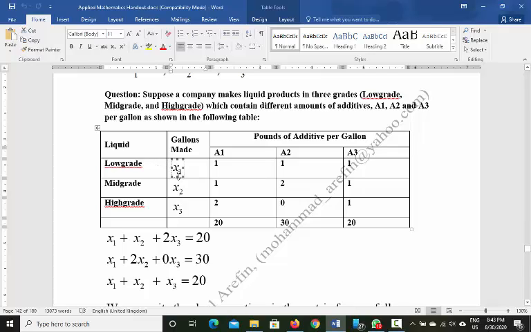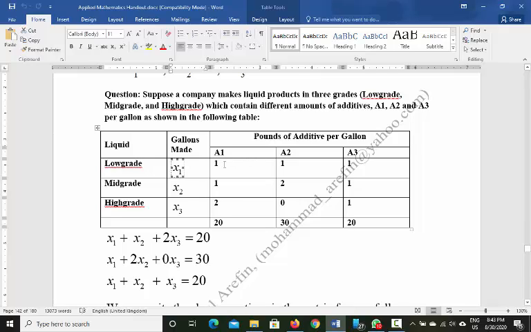So we need to find out the values of three variables, right? We need to find out how many gallons of low grade liquid, how many gallons of mid grade liquid, and how many gallons of high grade liquid we need to produce. So we need to develop some equations. How do we develop the equations?